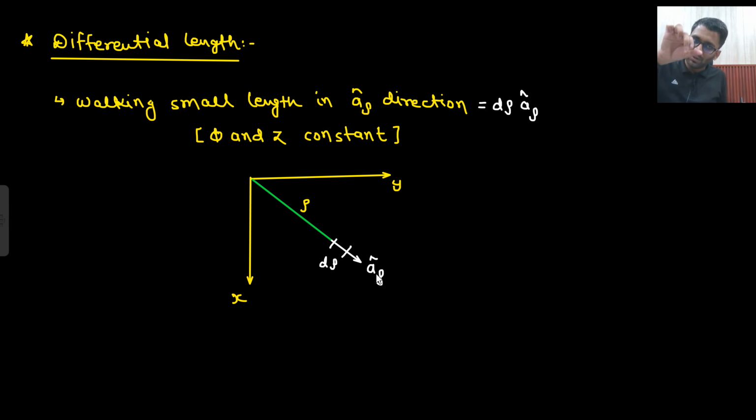I need to work a small length in the a rho direction. So what will be the vector representation? I am working d rho length in the a rho direction, so d rho a rho cap.